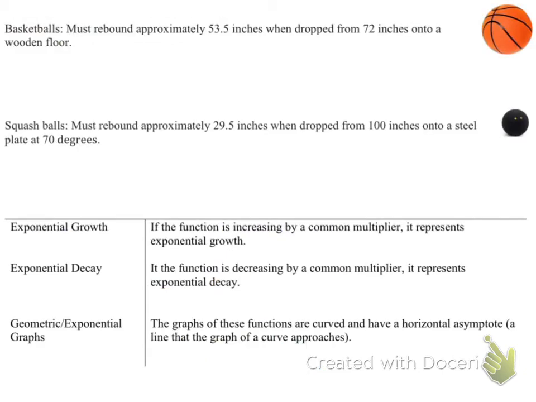Okay, basketball. Rebound approximately 53.5 when dropped from 72 inches onto a wooden floor. Again, these are the requirements for this. So let's say our rebound ratio is going to be the total drop height. Well, in this case, the total drop height was 72 inches. Of those 72 inches, the ball has to come back up 53.5 of the inches. So let's see what this one is.